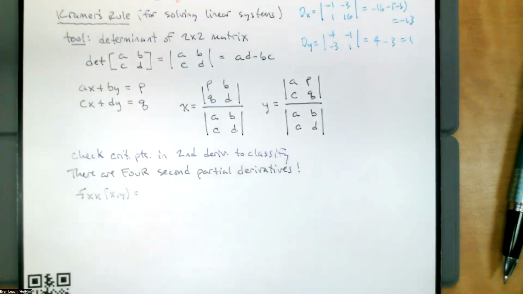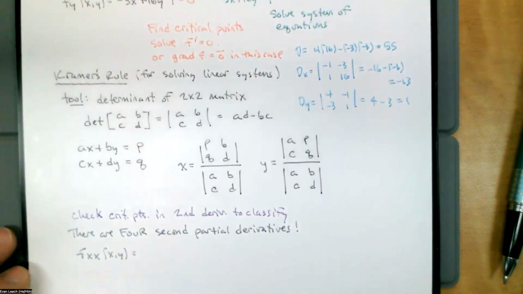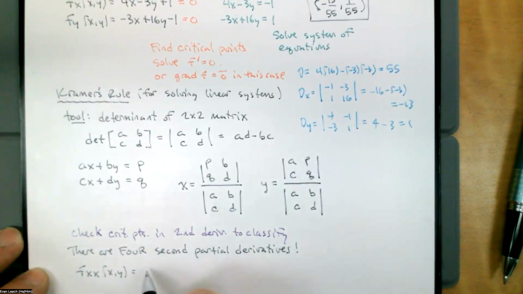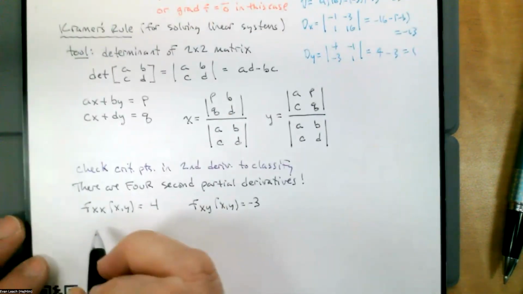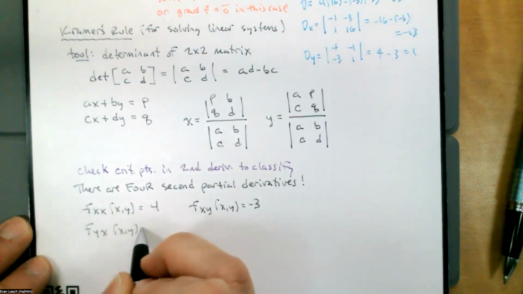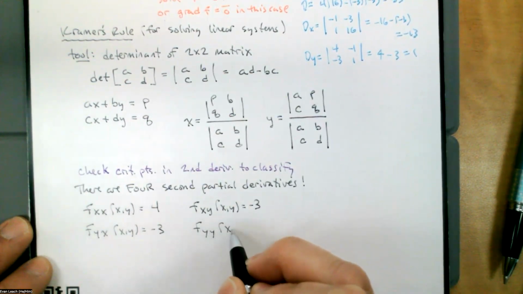The partial of fx with respect to x, which will be 4. The partial of fx with respect to y, which will be -3. The partial of fy with respect to x, and the partial of fy with respect to y.